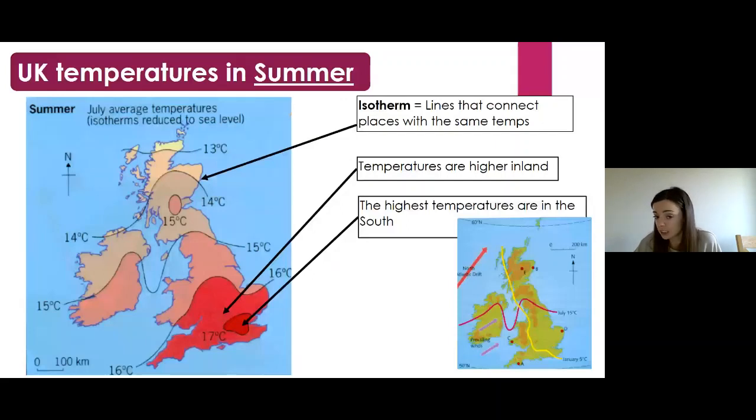But it's not just that. Another thing here is also distance from the sea. So, like I said, in the summer, inland areas warm up straight away. So as you can see here, the inland areas in England are warmer in summer.